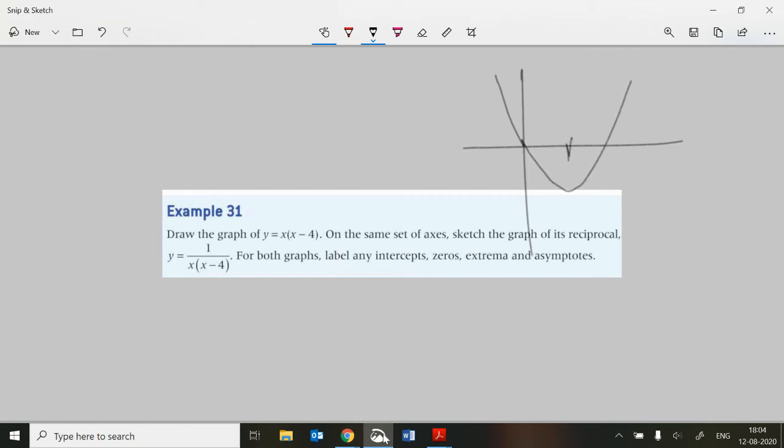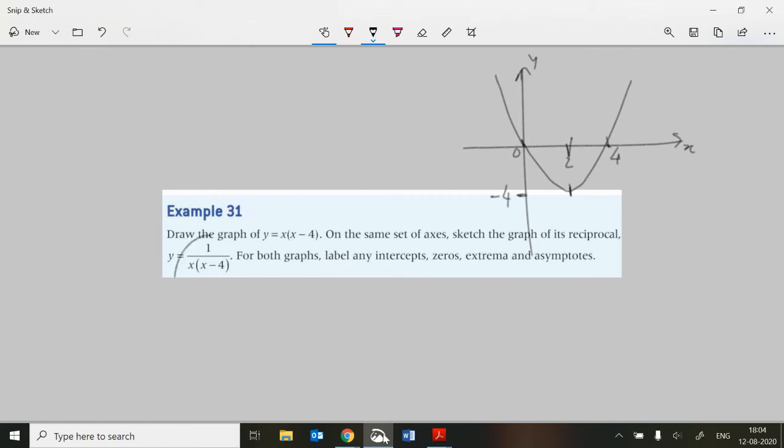And I know that this middle point is when I put in 2, it is 2 times (2 minus 4), which is 2 times minus 2, which is minus 4. So my turning point is (2, minus 4), and I've got 0 and 4 there, and this I should say is x and this is y. So that's my original function, pretty straightforward to draw.